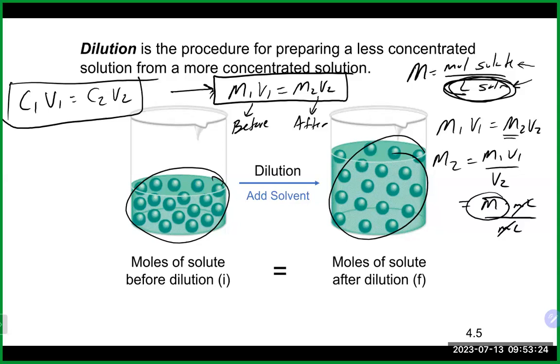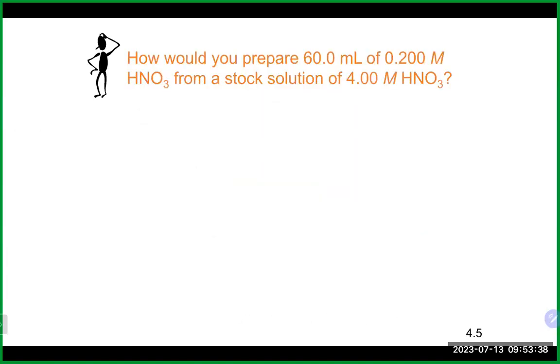Also, as I mentioned, you can use this as C1 V1 equals C2 V2, using any type of concentration unit for a solution. So why don't we try one here? Why don't you do this one? How would you prepare 60 milliliters of a 0.2 molar nitric acid solution from a stock solution that is 4 molar? So take a couple of minutes and see what you come up with.